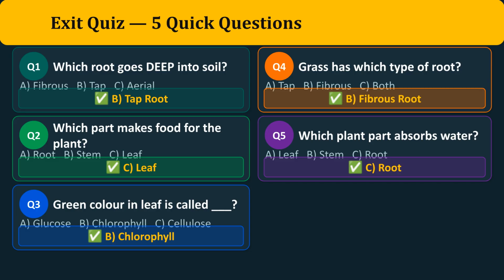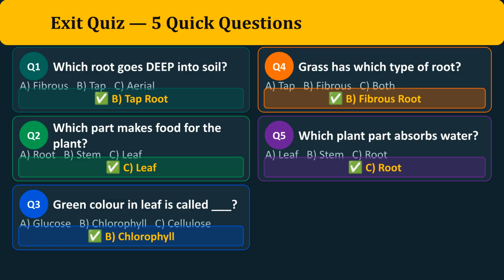Let's finish today's lesson with a quick quiz. Question 1. Which type of root grows deep into the soil? Correct. Taproot. Question 2. Which part prepares food? Excellent. Leaf. Question 3. What gives leaves their green color? Yes, chlorophyll. Question 4. Grass has which type of root? Correct. Fibrous root. Last question. Which plant part absorbs water from the soil? Excellent. Root. Wonderful work today.